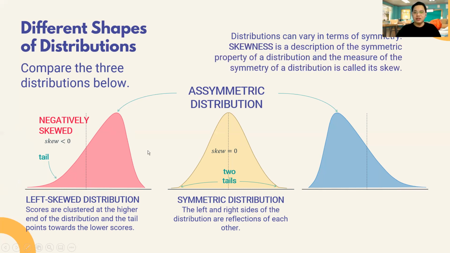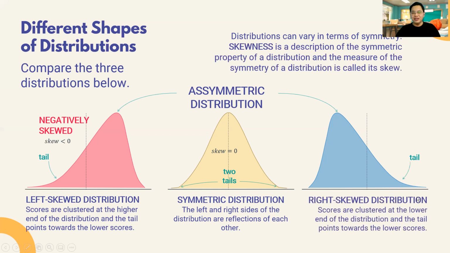All right, so let's take a look at the third one. In this case, obviously the tail is on the right end of the distribution, and that's why we call this a right skew distribution. This happens when the scores are clustered on the lower end of the distribution instead of the higher end, as what we saw in left skew distributions. By value, the skew for these kinds of distribution is going to be greater than 0. That's why we also call it a positively skewed distribution.